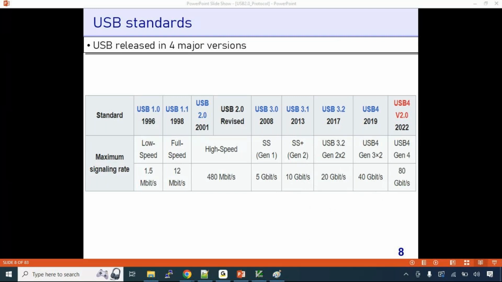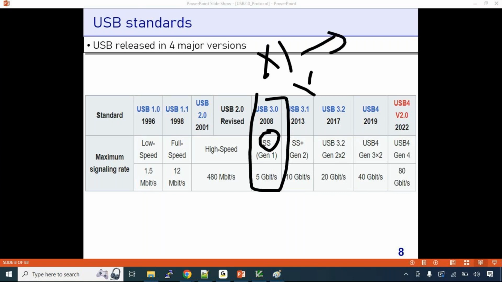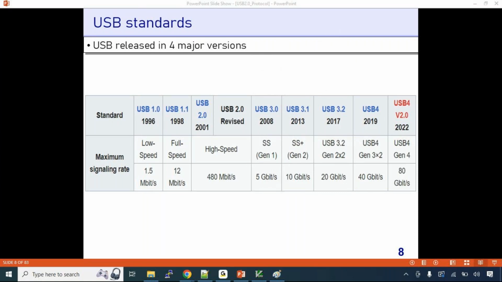Tell me, super speed refers to what speed? 5 gigabits. Do you think it is cross 1 or cross 2? Is it one lane or two lanes? Cross 1 means one lane, cross 2 means two lanes. In this example, super speed refers to one lane only. So with super speed plus, they moved from 5 gigabits to 10 gigabits per second. They didn't want to use a new name, so they used super speed plus.